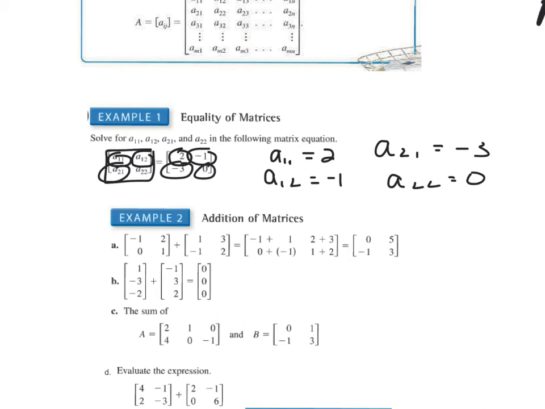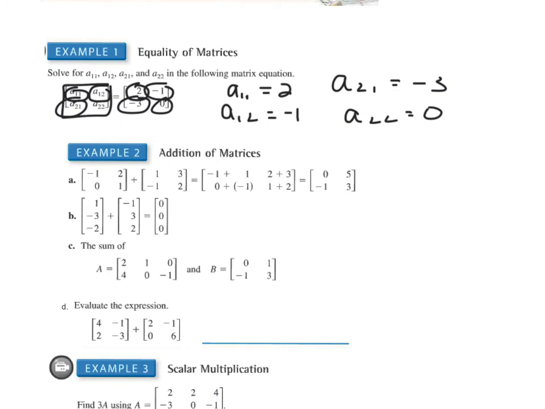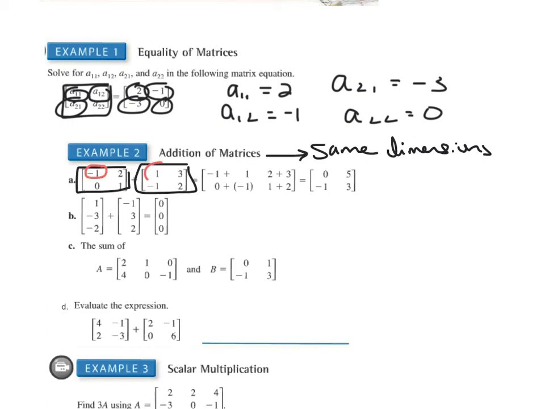The nice thing about addition and subtraction of matrices, all you need to know is they have to have the same dimensions in order for you to add or subtract them. Okay, so just be careful. These are both 2 by 2s, so you're good to go to add them. And all you have to do to add them is add each part. So 1 and -1 gives you 0. 2 and 3, so they're in the same position, give you 5. 0 and -1 gives you -1.